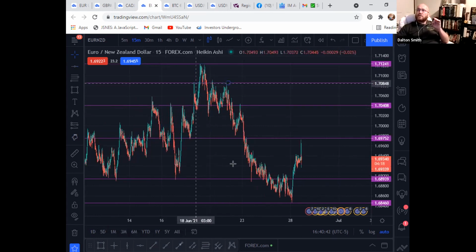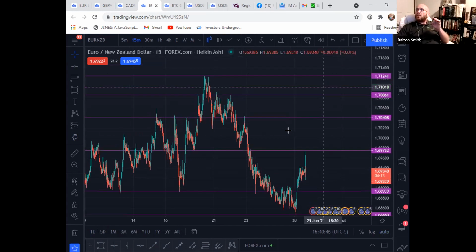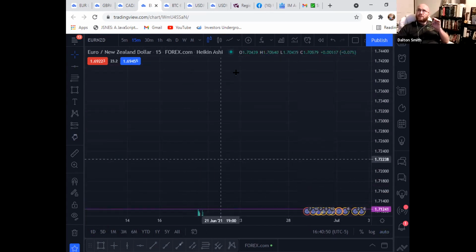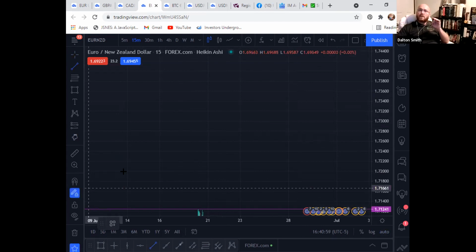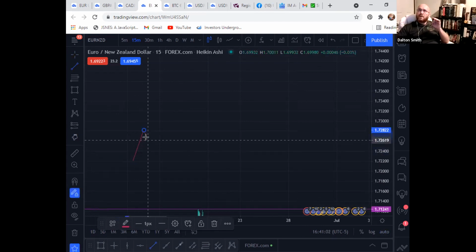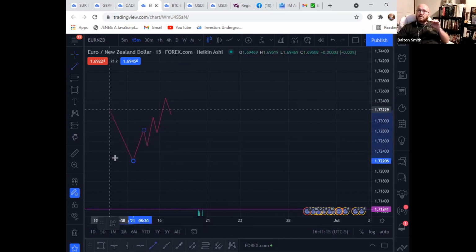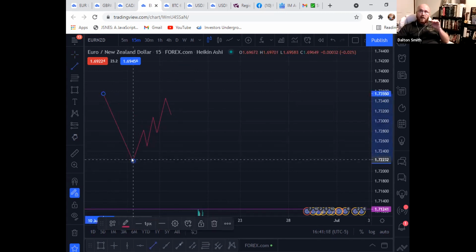Okay. Now, what we look for as traders is for the market to move in a different direction. So what the market does is it goes up, down, up, down, up, down, right? This is a low, okay? Let's say the market came from like this. So the market came down, it hit a low, and then went up, and then went down.